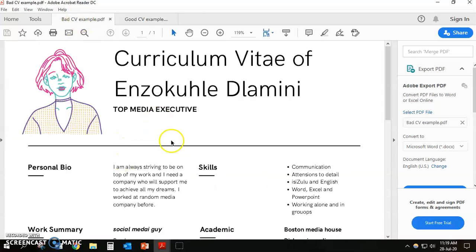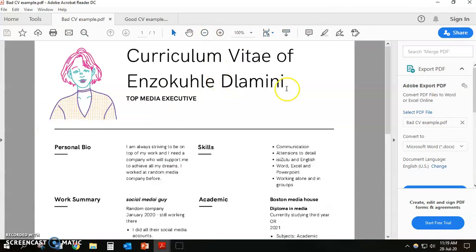Here's a bad CV. So first of all, pictures. No professional CV should ever really include a picture unless you are specifically asked for a picture. But if they're asking you for a picture, maybe consider why they're asking you for a picture. Why do they need to know what you look like?